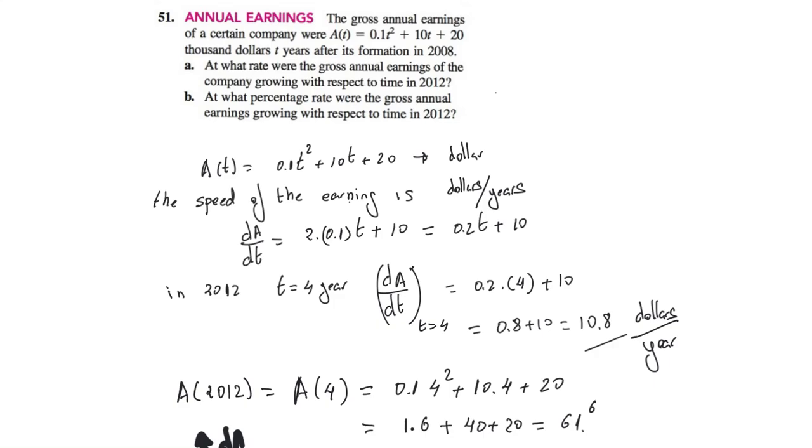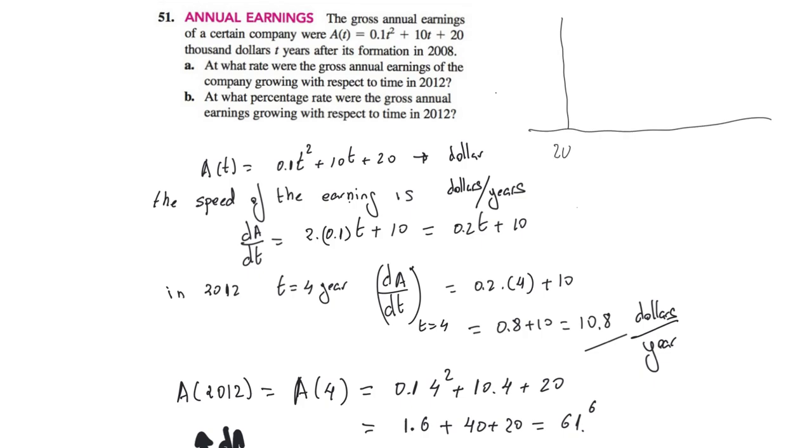Welcome back. In this video we are going to practice techniques of differentiation with problems that are applications of calculus. So in this first problem, problem 51, is annual earnings. These are the annual earnings that a company is having as time is passing. So the time is measured in years. As the time is passing, the annual earning is recorded.